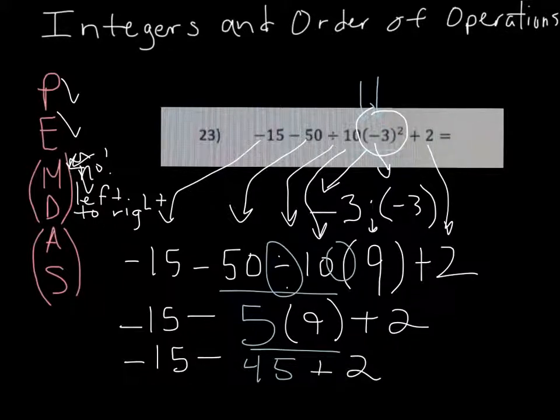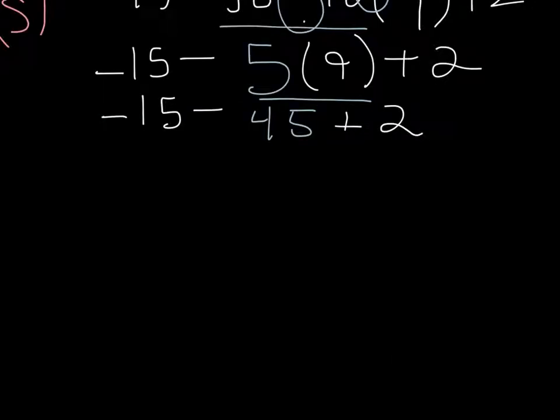Sorry for the whistle. Okay, so now we're at negative 15 minus 45 plus 2, right? Oops. Didn't mean to make a 4 over there. Messed up the screen. Okay. Alright, so I moved the screen up so that we see our work.